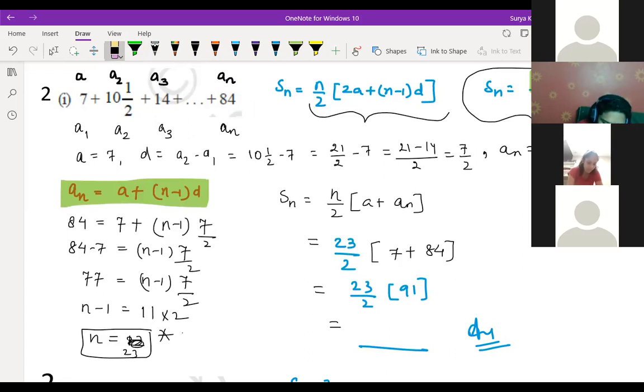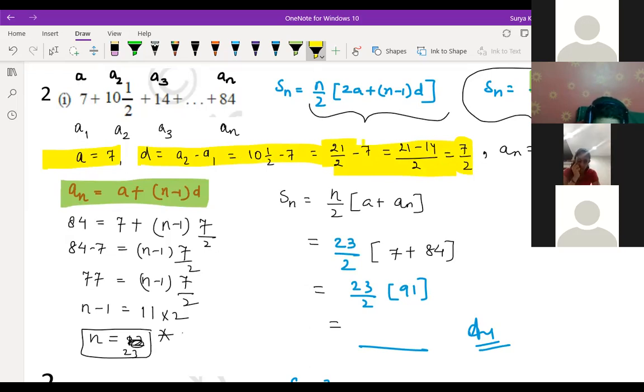So what we know here, a we know, a is 7. d we know, d is what? 7 by 2. If you find, you'll get 7 by 2. So 10 1 by 2 minus 7. 10 1 by 2 is 21 by 2 minus 7. That is 21 minus 14 divided by 2. That is 7 by 2.